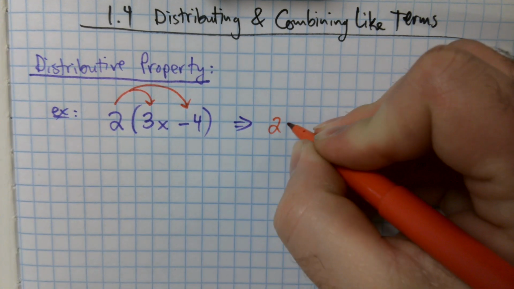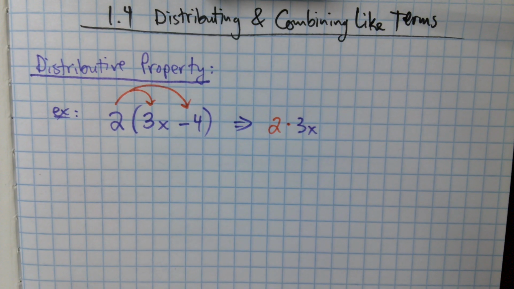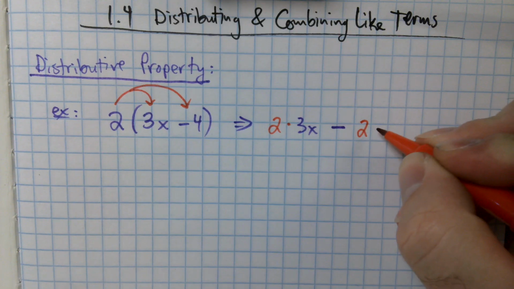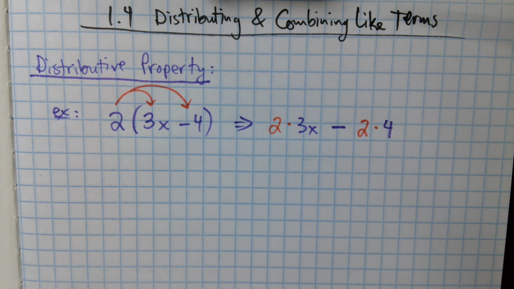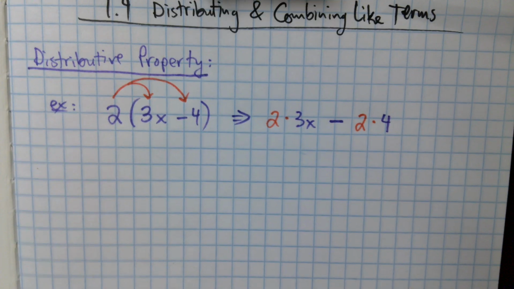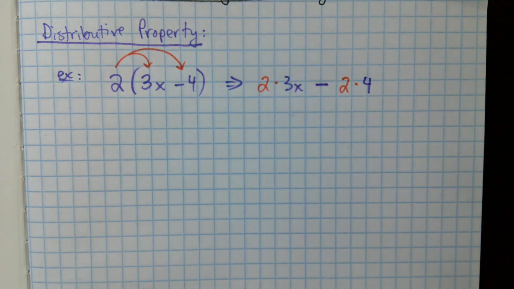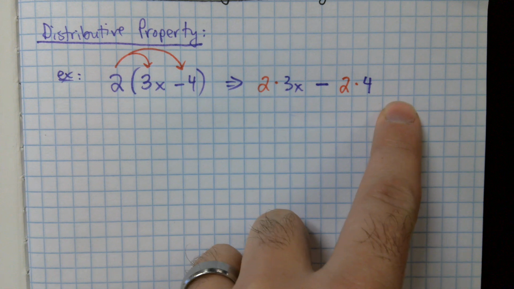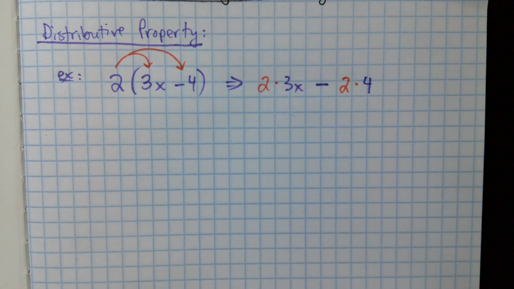So I get 2 times 3x minus 2 times 4. Now the reason why I didn't stick that minus sign on the 4 is because I would have had to add in an arbitrary plus, right? You could technically do plus 2 times negative 4, but you're going to end up with a minus in the middle anyway, so you might as well just pull the minus out.